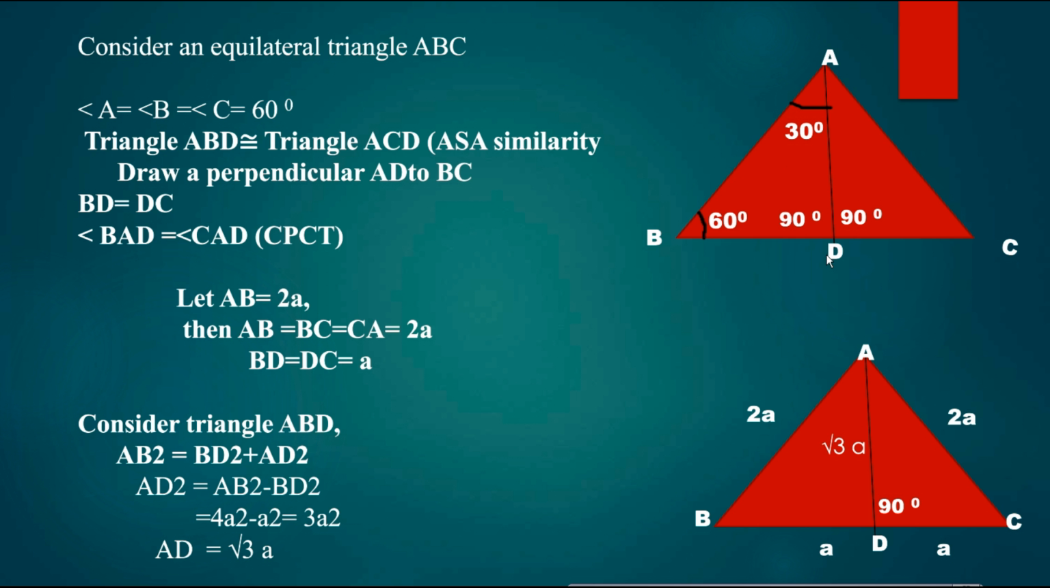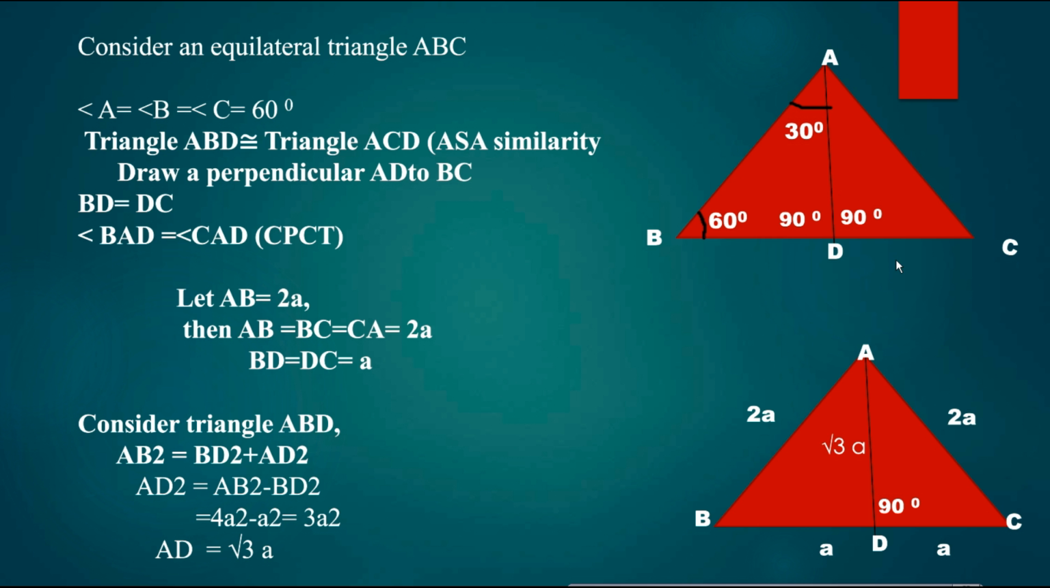So these two triangles are congruent. Therefore BD equal to DC, because corresponding parts of congruent triangles are equal. BD equal to DC and angle BAD equal to angle CAD by CPCT, that is, corresponding parts of congruent triangles.